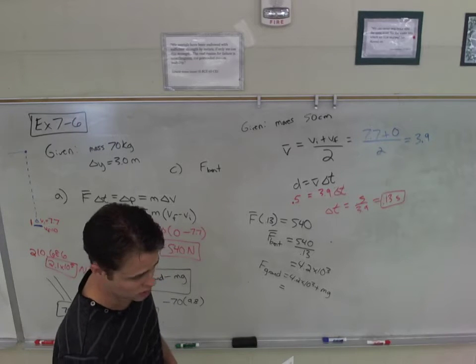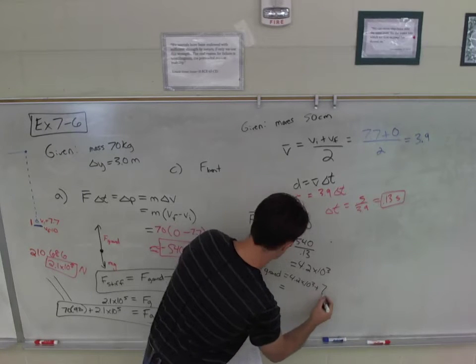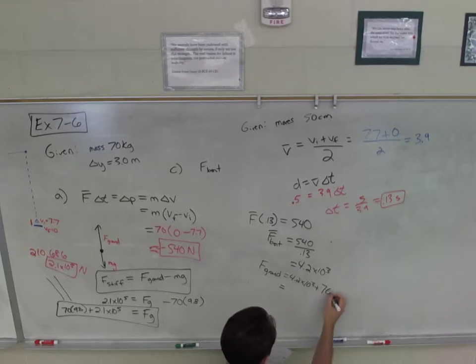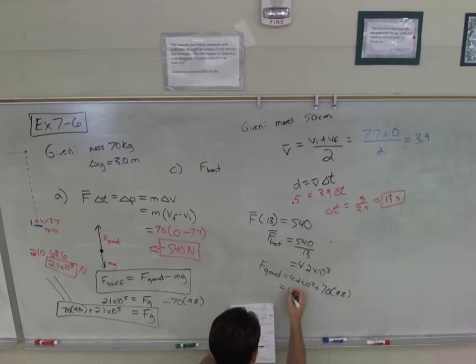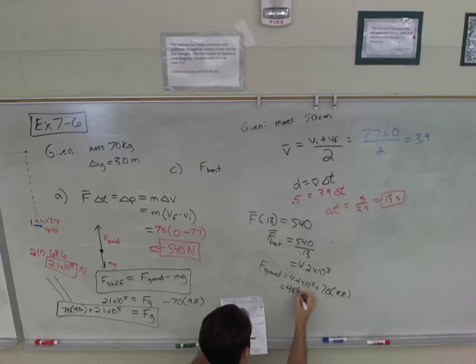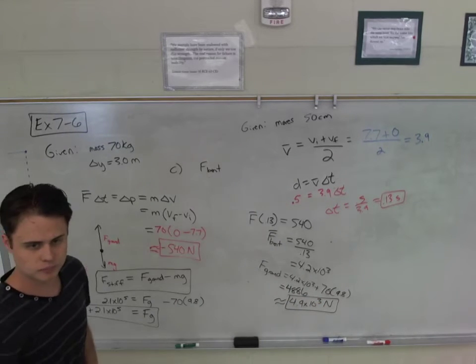I got a little bit this time. Remember, when you're adding 70 times 9.8 to something smaller, it's probably going to have more of an impact, isn't it? So what do you get? 4886. So that's about 4.9 times 10 to the third newtons. So it made a little bit of an impact on that one.